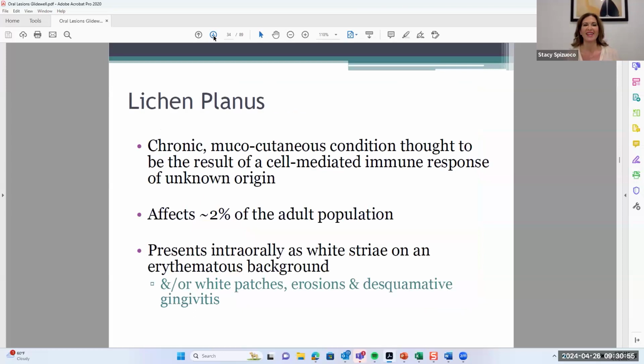Lichen planus is a chronic mucocutaneous condition thought to be the result of cell-mediated immune response. It affects about 2% of the adult population. It presents intraorally as white striae and patches.